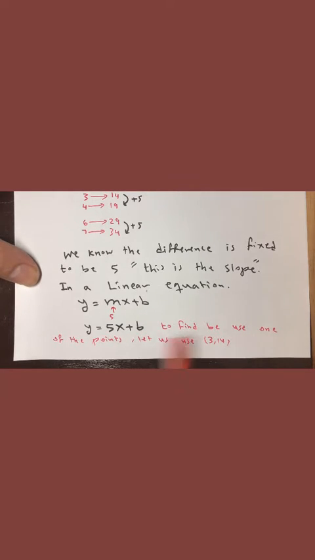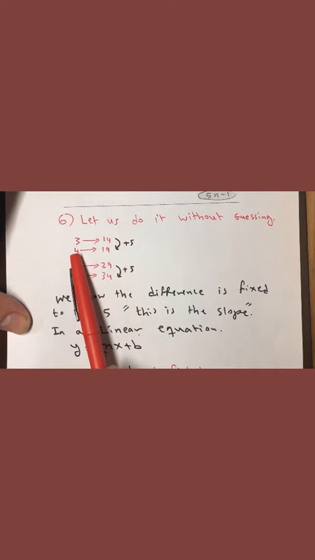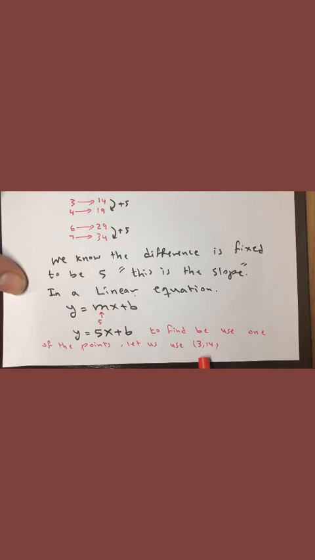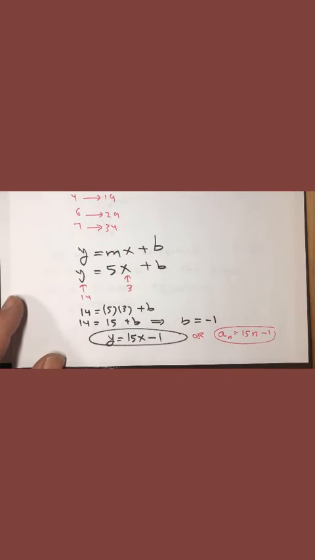To find b, use one of the points, and you have enough points: 3, 14 as a point, 4, 19, 6, 29 as an x and y. You could use any point. I'll use the first one, 3, 14. So here's 3, 14. 3 for x, 14 for y. Solve. I have 5 times 3, 15 plus b equals 14. Subtract 15 from both sides, you end up with b equals -1.